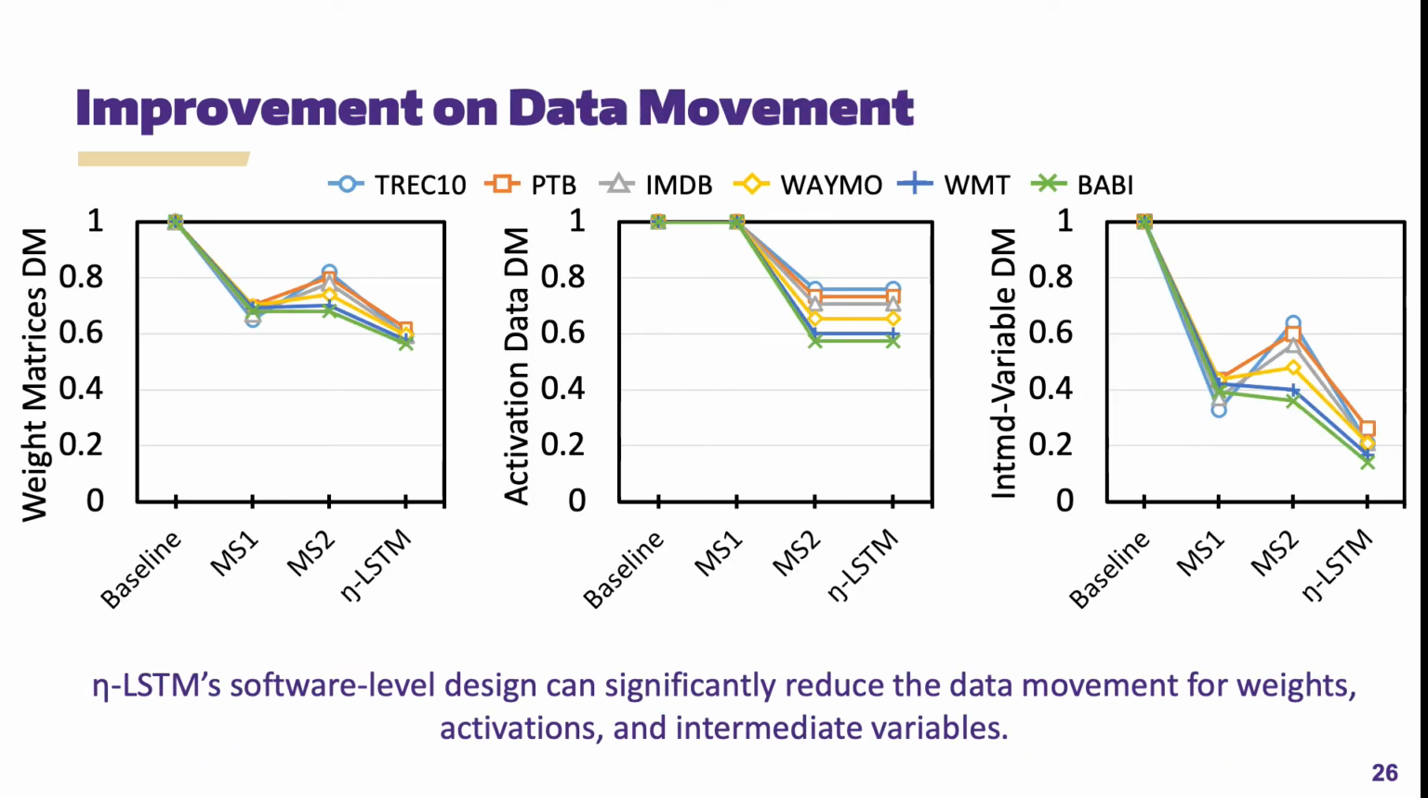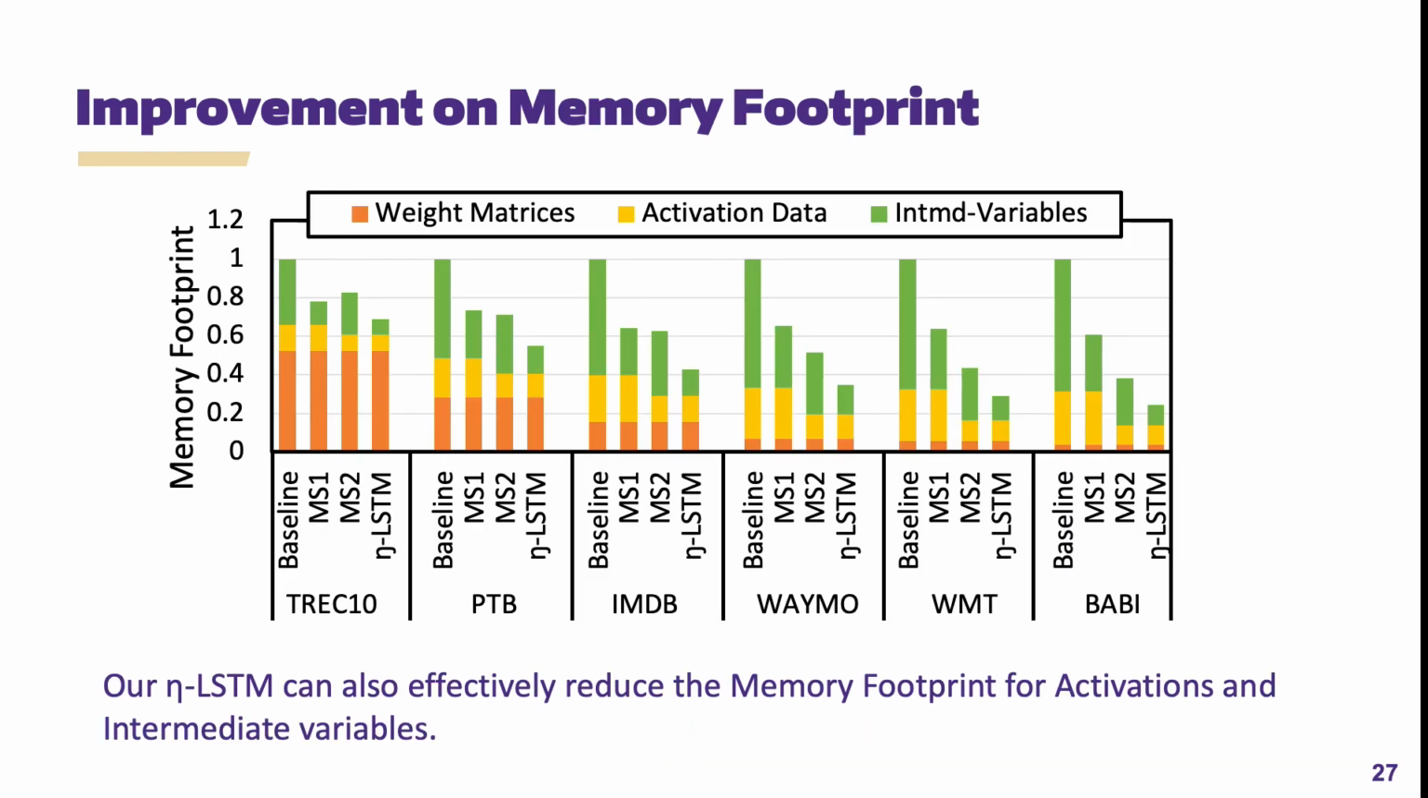These three figures show that our i-LSTM can effectively reduce the data movement for weights, activations, and intermediate variables. For example, the weights are reduced on average by 20%, the activations by 30%, and the intermediate variables' data movement by 80%. We further evaluate the i-LSTM impact on the memory footprint. As shown in the figure, the activation data and the intermediate variables are reduced a lot.